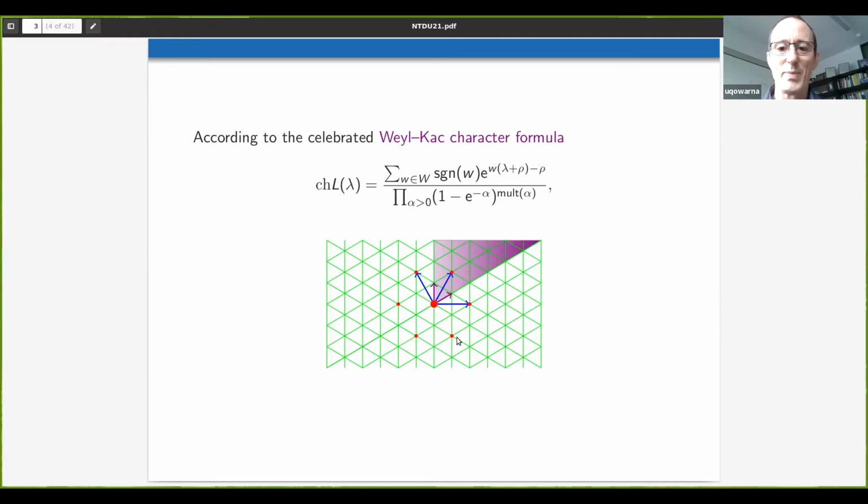So there are 7 weight spaces. And this dot in the middle is slightly bigger because it in fact has dimension 2. All these smaller dots have dimension 1. So you're looking at an 8-dimensional module. That's of course finite dimensional.